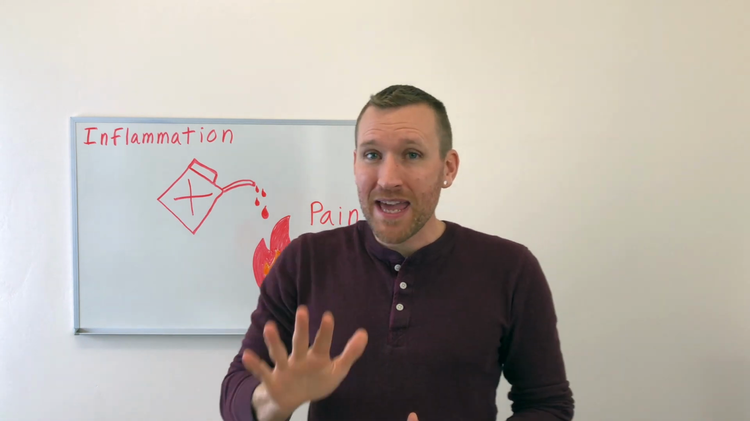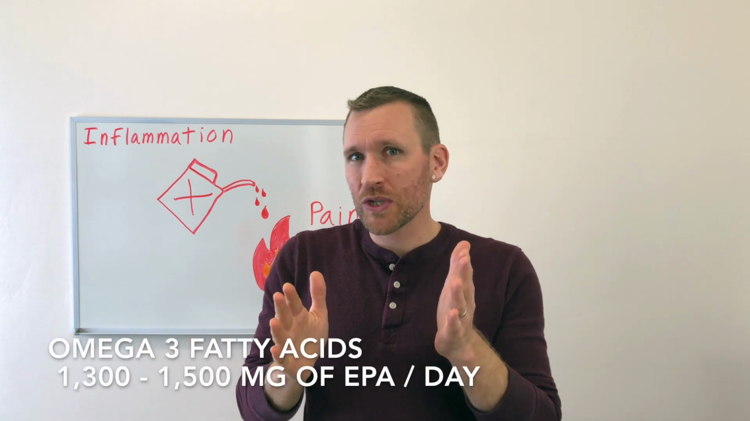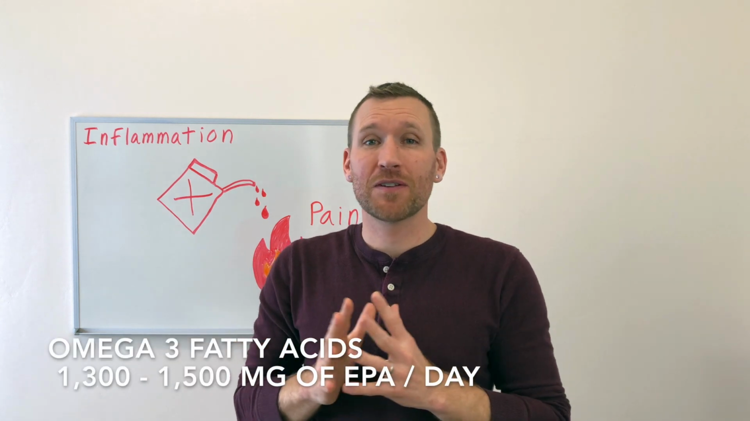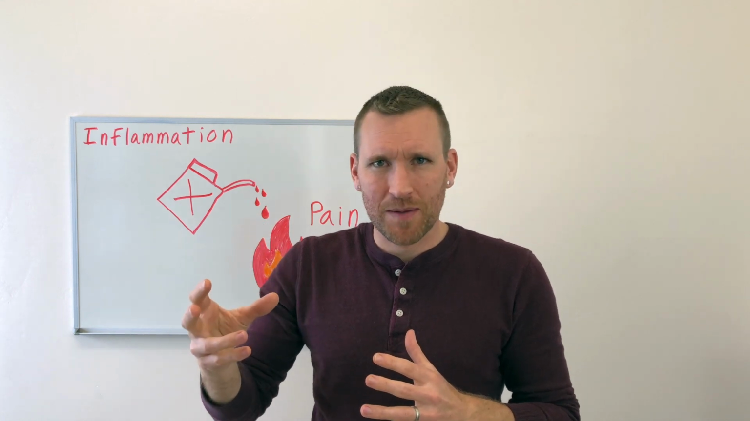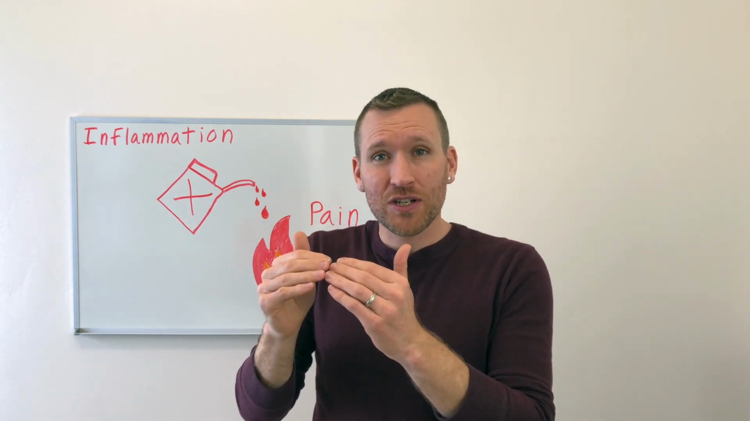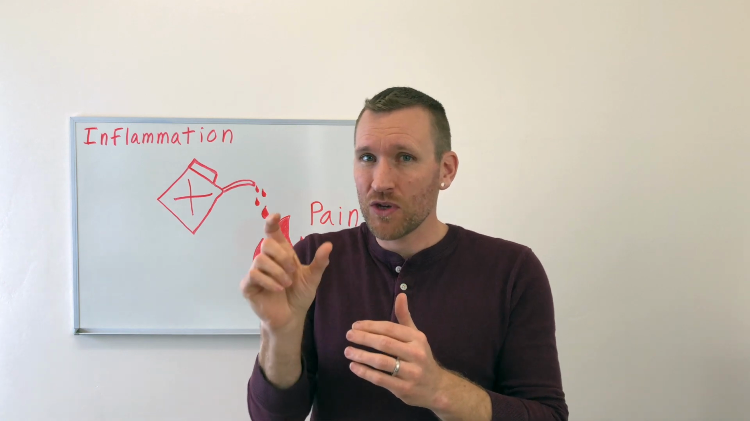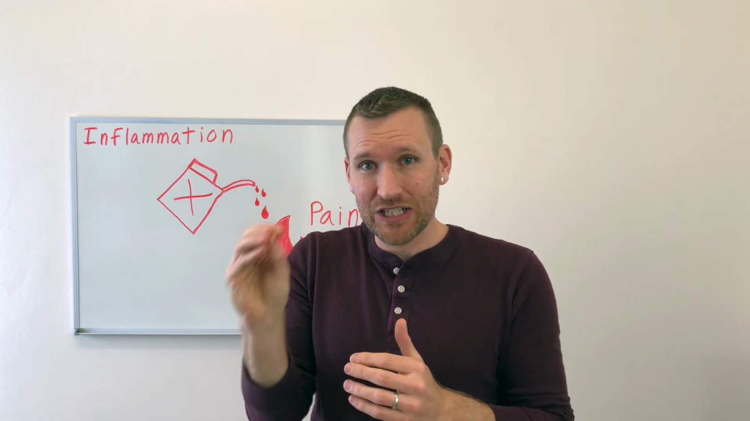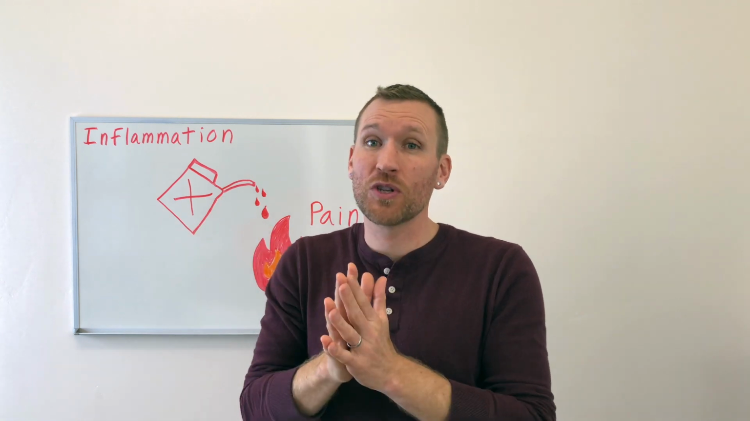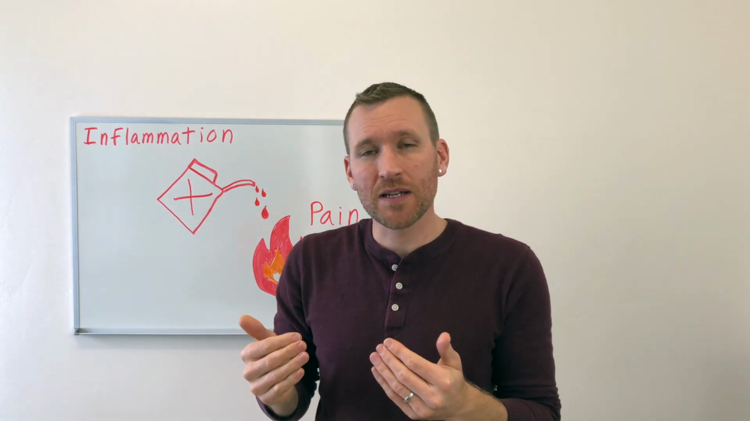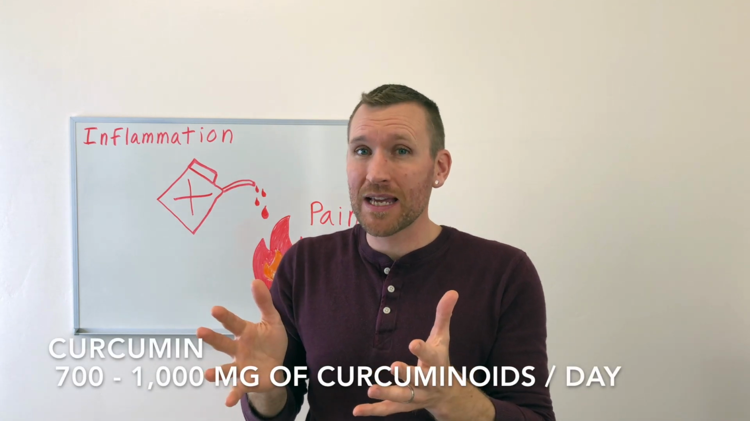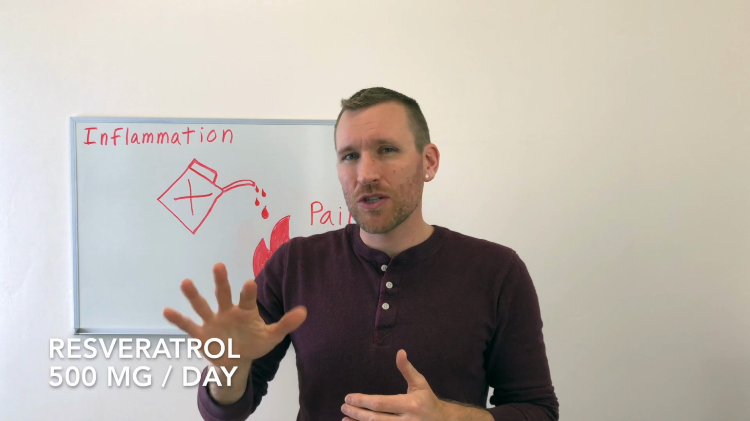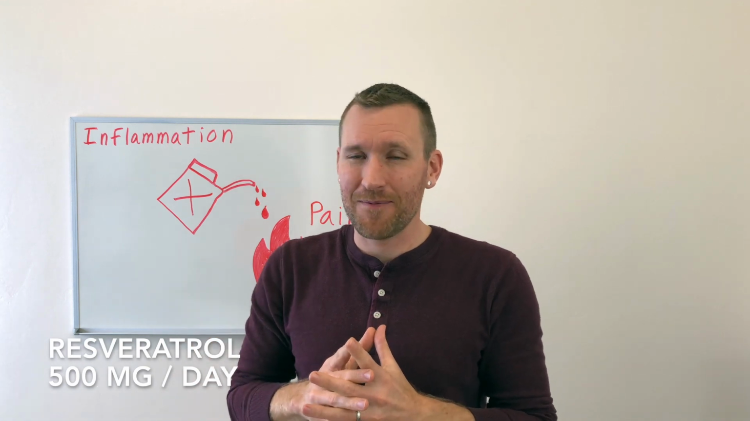So with omegas, you need somewhere between 1,300 and 1,500 milligrams of EPA per day. If you look on the back of any fish oil supplement, there's going to be a combination of EPA and DHA. You need to look at how much EPA is in each capsule and add that up until you get to that 1,300 to 1,500 milligram dosage. With curcumin, you need somewhere between 700 and 1,000 milligrams of curcuminoids per day, and with resveratrol, you need somewhere around 500 milligrams per day.